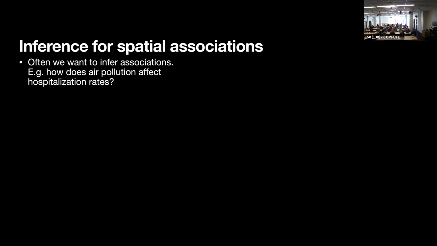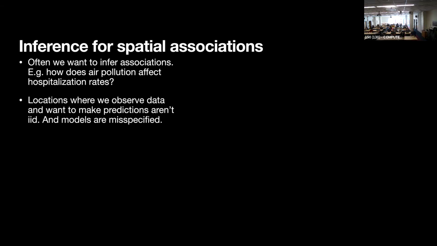Okay, if there are any more questions on validation, I'm going to step to talking briefly about trying to do inference and quantify uncertainty for spatial associations. So often we want to not just make predictions in space, but we also want to infer things about variables that vary over space. We again had this running example of the relationship between air pollution and hospitalization rates. You can imagine doing something like Poisson regression in this case, because the hospitalization rates are going to be count data, and air pollution is perhaps continuous.